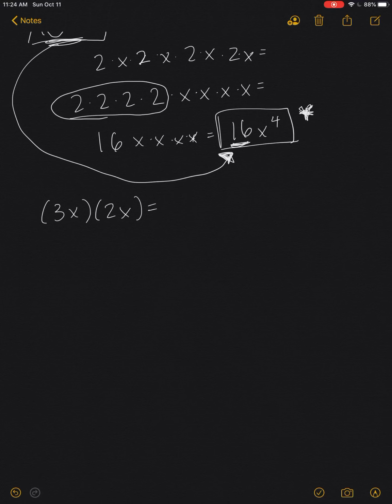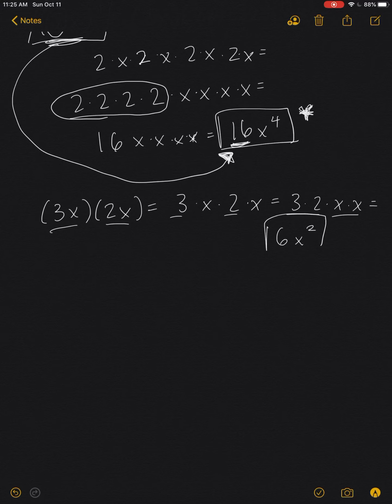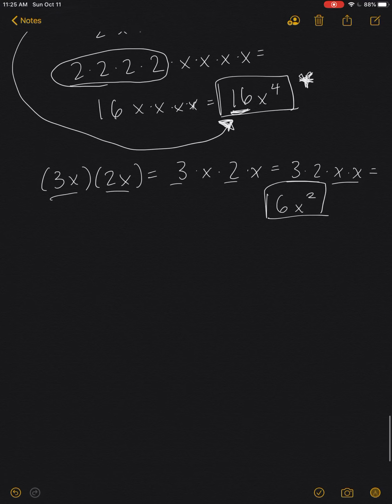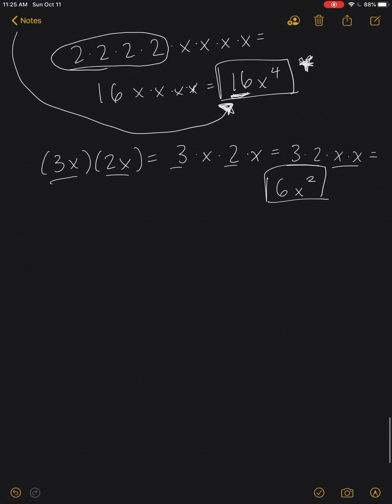3x times 2x looks different. They're not the same base, right? 3x and 2x, they're not the same. So instead, I'm just going to use the associative property. And then I would use the commutative property. I can multiply that together, so I get 6, and then x times x is x squared. Okay, so that's my answer there.